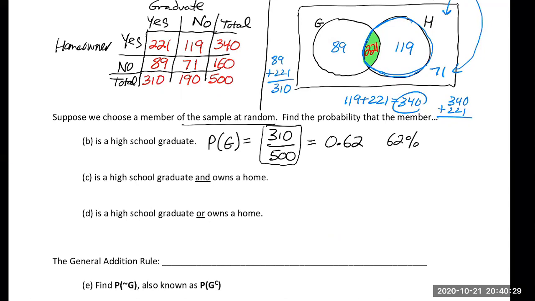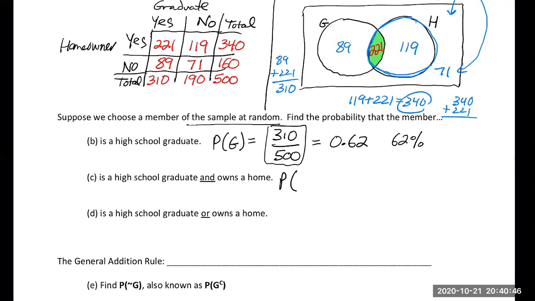And no, you don't have to simplify it. All your math teachers before this would have a heart attack and want you to divide by 10 at least. But you don't have to do that in AP Stats. This is an algebra course. It's not a math course. It's a statistics course. So next question, what's the probability that they're a high school graduate and owns a home?